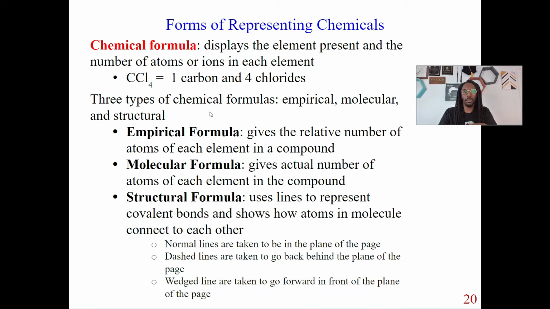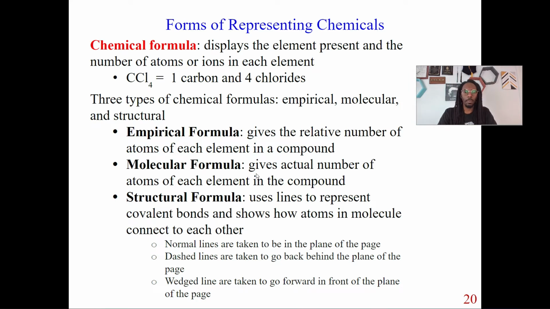Now, there are three different types of chemical formulas we're going to talk about today: empirical, molecular, and structural. The empirical formula is going to give me the relative number of atoms of each element in a compound. Just think of this as being the most simple formula. It's going to tell me the elements in the compound, so think of it as the most simple.